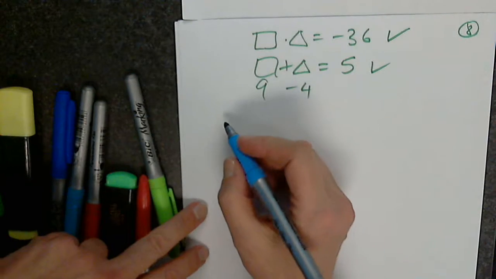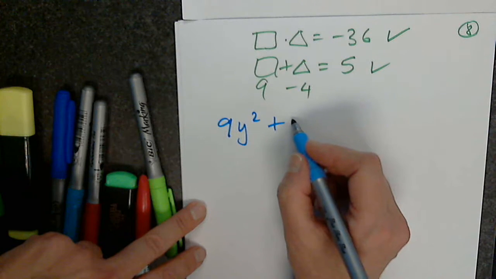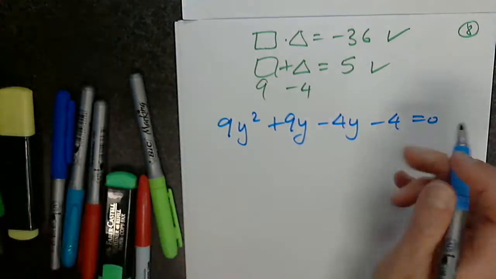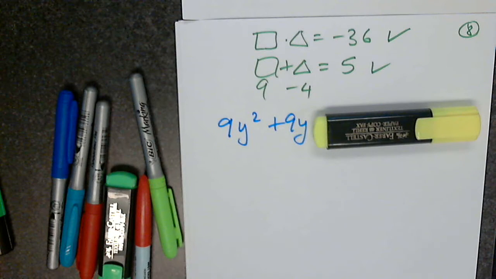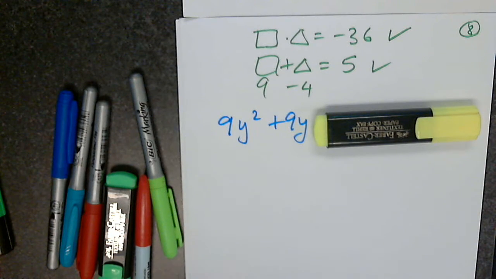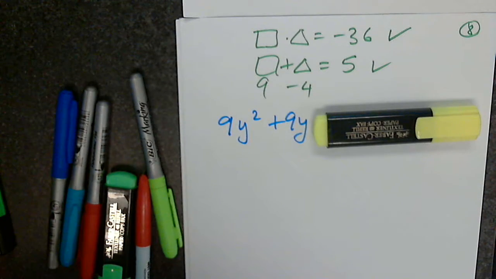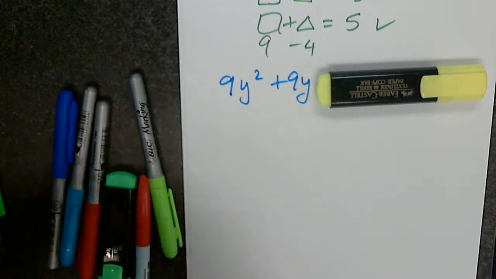Rewrite. 9y squared plus 9y minus 4y minus 4 equals 0. And when I do this, I'm not kidding, I write the factor from here without looking at the other two. I'm not kidding, because who knows what I come up with by mistake? It's possible, right? So, what is the common factor here of these two?